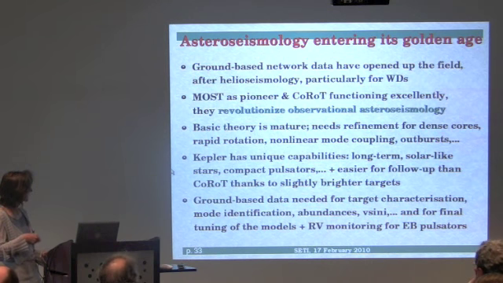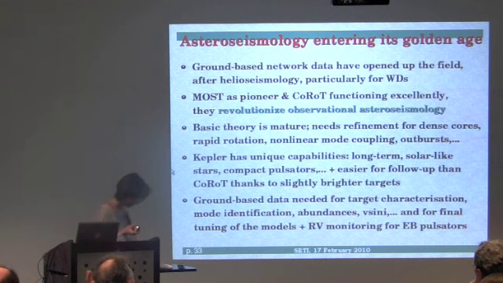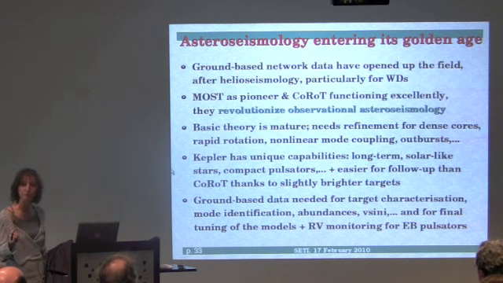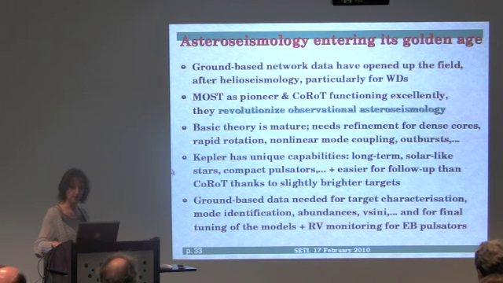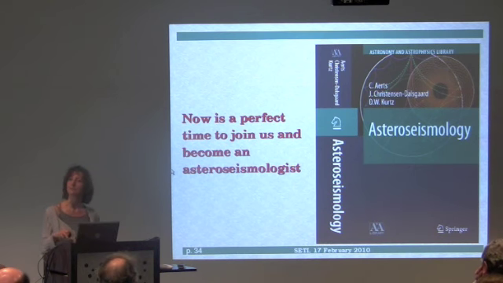So we are still doing our ground-based work. We need it. That's the same as for the planet confirmation. To avoid false positives, you need a lot of spectroscopy. We need that to characterize the modes, to do an abundance determination, and for the surface rotation, so that we can combine it with the frequencies and go to the interior rotation. But we have a lot of work ahead of us.